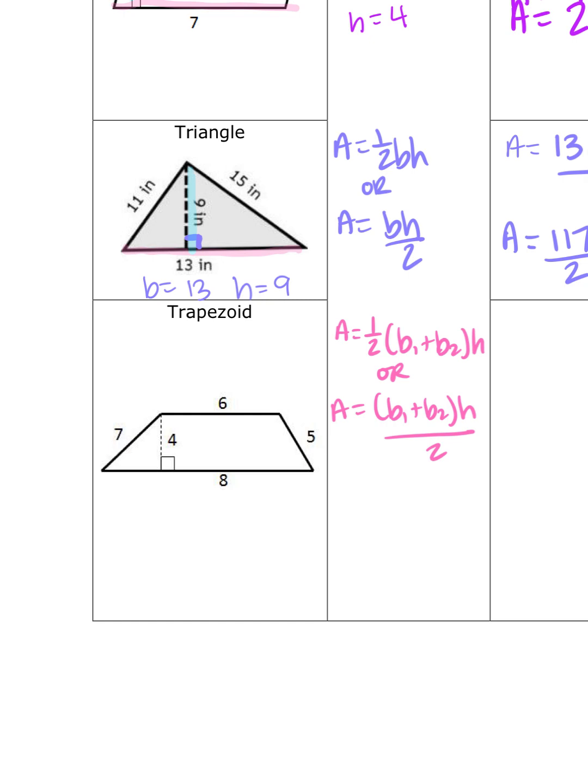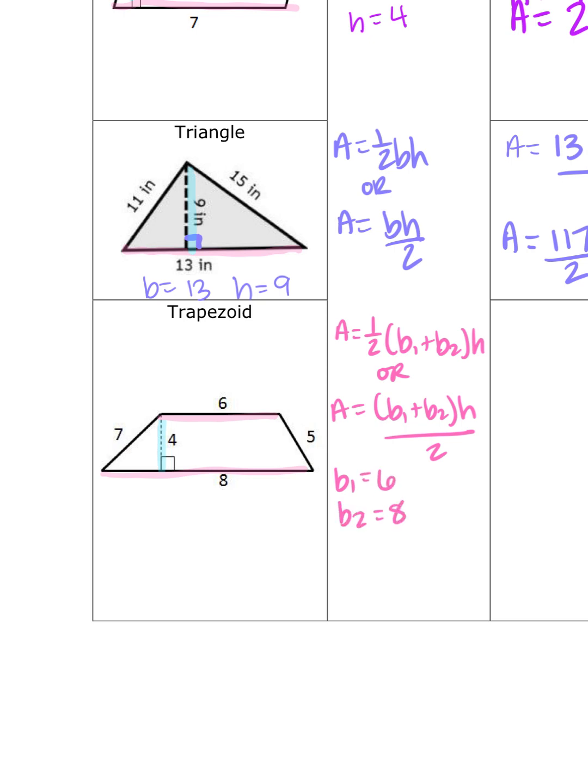No matter what, this right here is an addition symbol. It is not a multiplication symbol, so be careful with that. Again, the height has to make a right angle with the base, with one of the bases. So here is the height that shows you that right angle. So here is one base, and there's the other base. So base 1, I could say would be 6, and base 2 is 8.